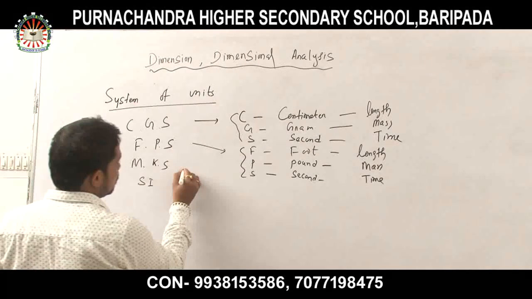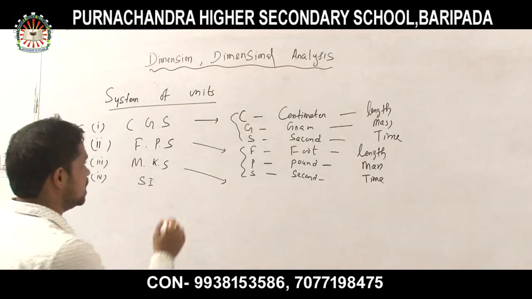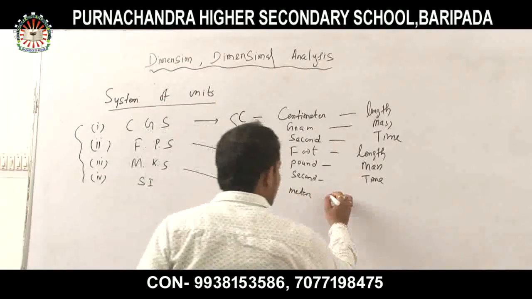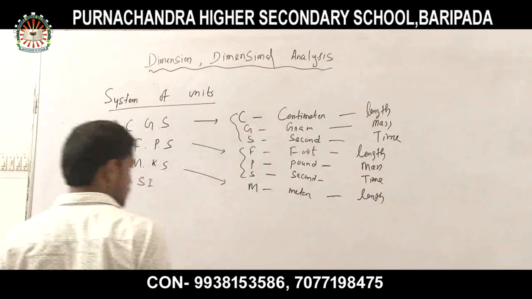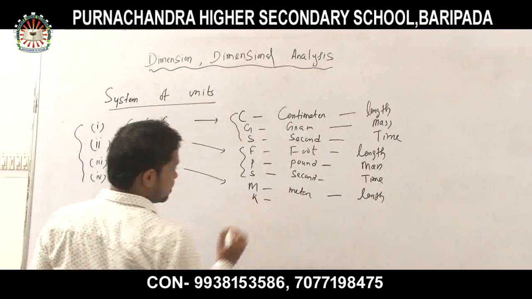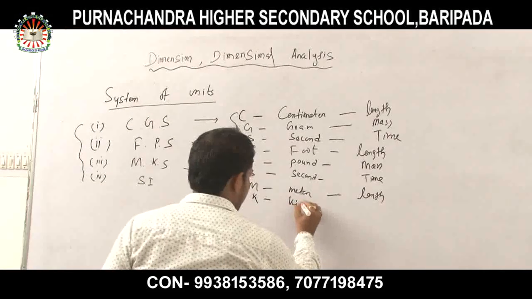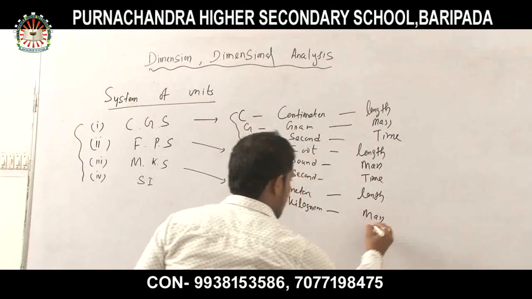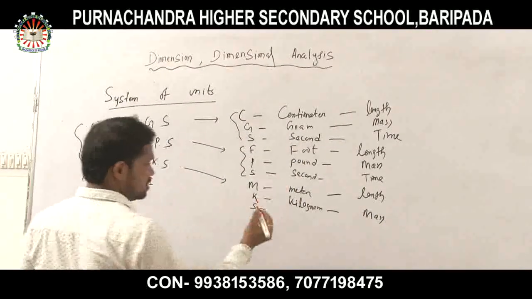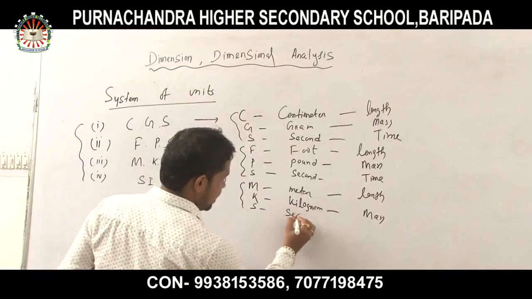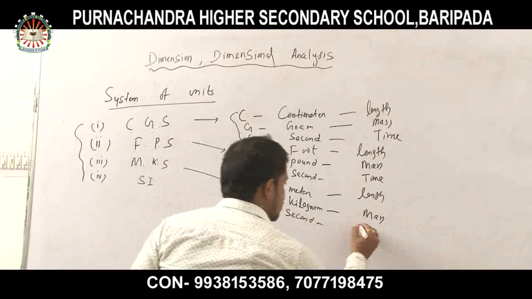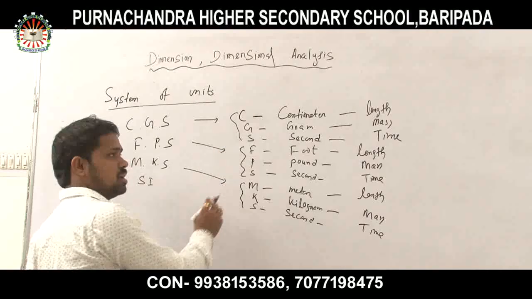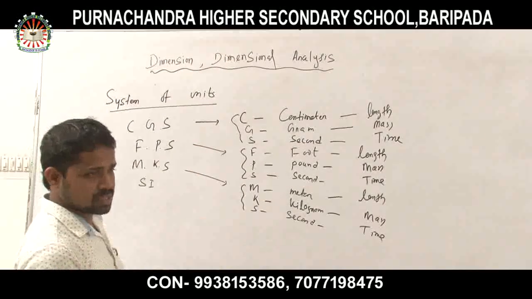Clear? Then come to the MKS. M stands for meter, which is the unit of length. Then K stands for kilogram, the unit of mass. Then S, similarly, stands for second, which is the unit of time. So these three are actually the most fundamental ones: CGS, FPS, and MKS.